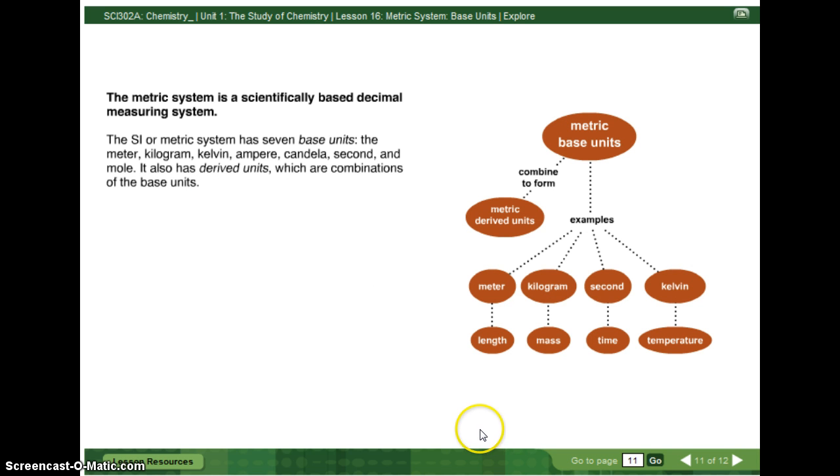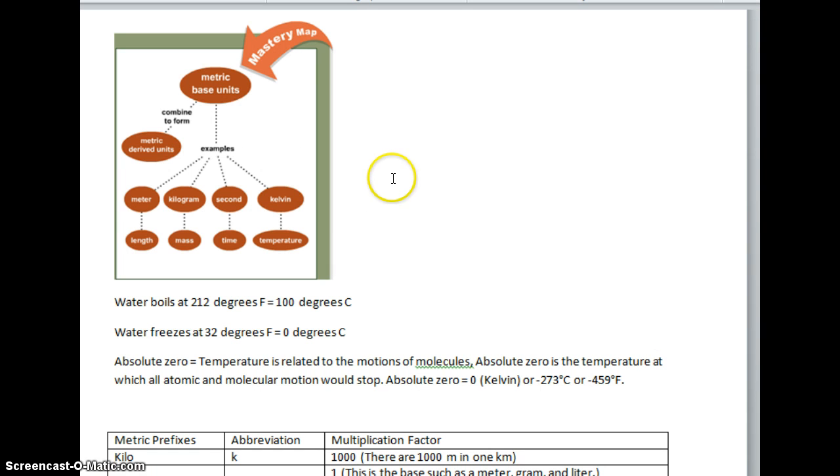The metric system is a scientifically based decimal system of measuring. The SI or metric system has 7 base units: the meter, kilogram, Kelvin, ampere, candela, second, and mole. It also has derived units, which are combinations of the base units. All right, so on the quiz, what you really need to know is what I showed you in the pre-reading.